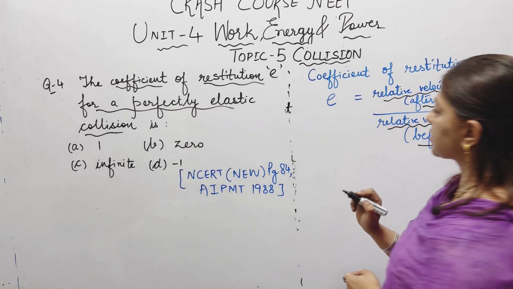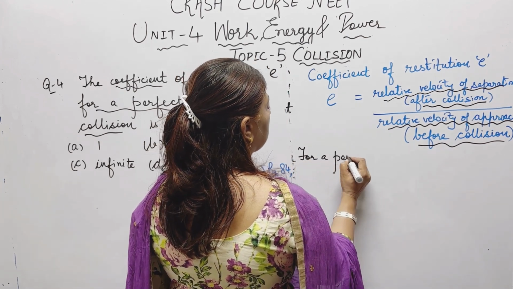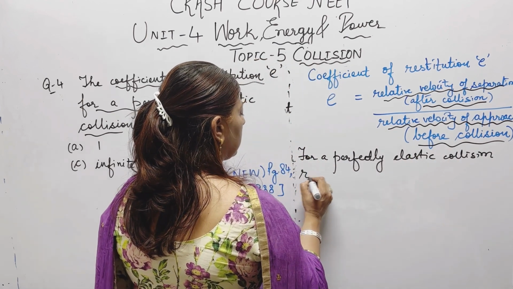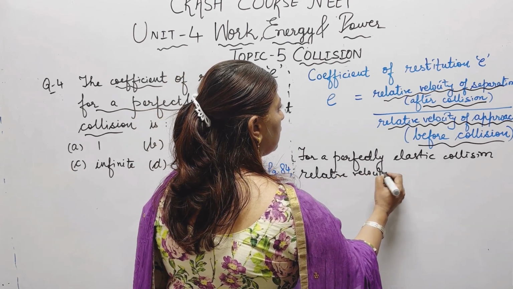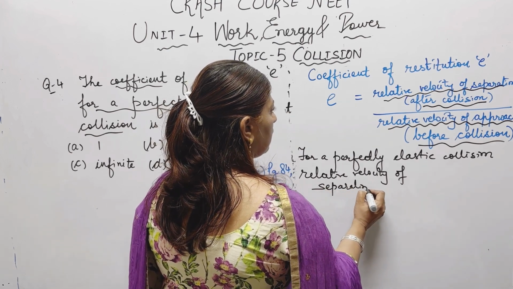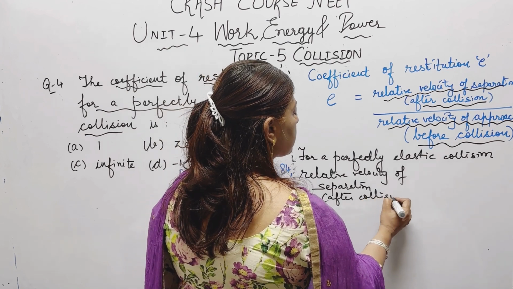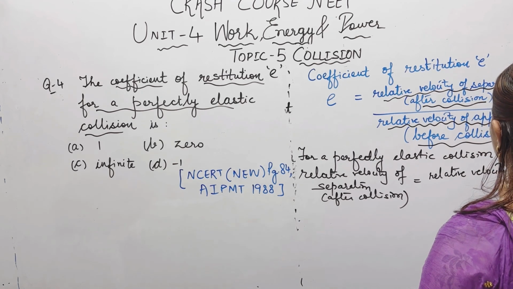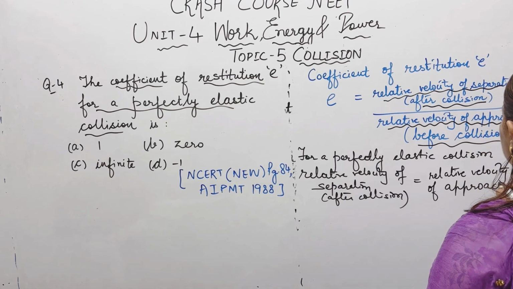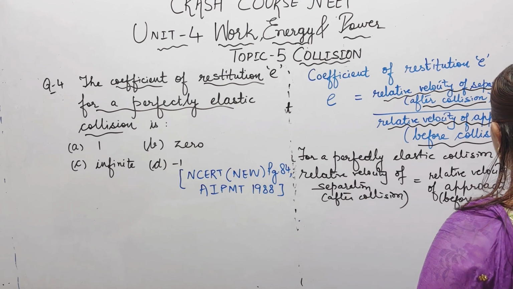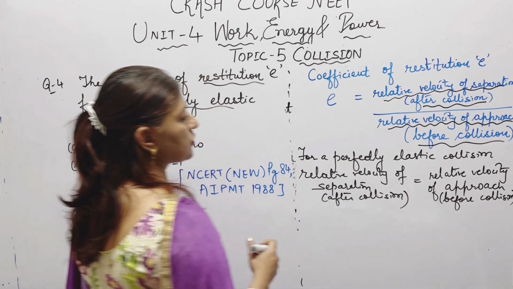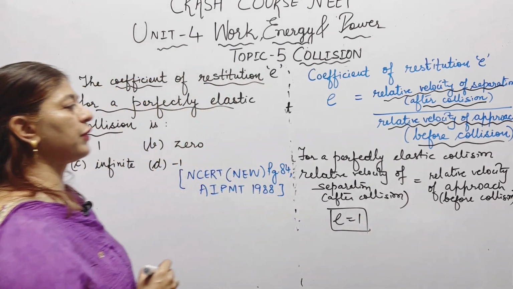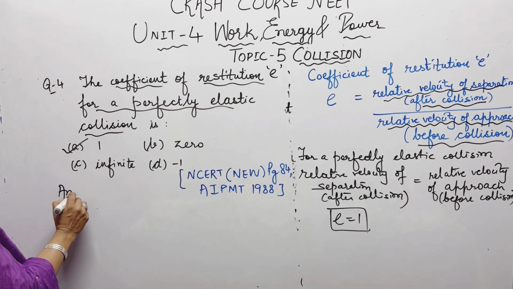Since for a perfectly elastic collision, we have relative velocity of separation after collision that is always equal to before the collision. This is equal to the relative velocity of approach, that is before collision. In short, we say the velocity after collision remains same as before the collision. So because of that, these two values are same. So value for e comes out to be 1 for the perfectly elastic collision, and it goes with option A, and the answer for the fourth is A option.